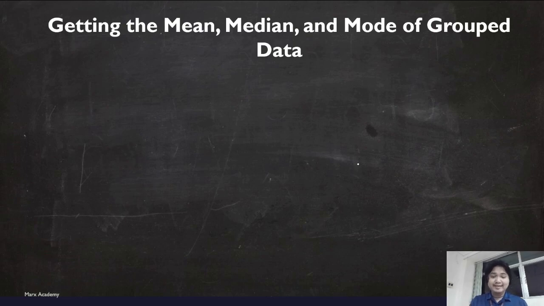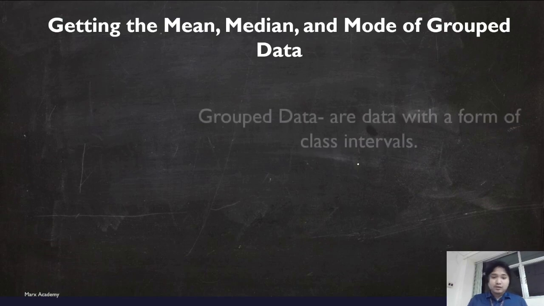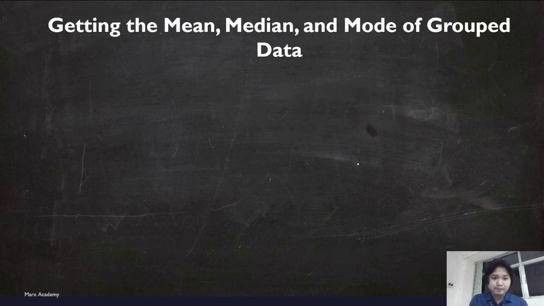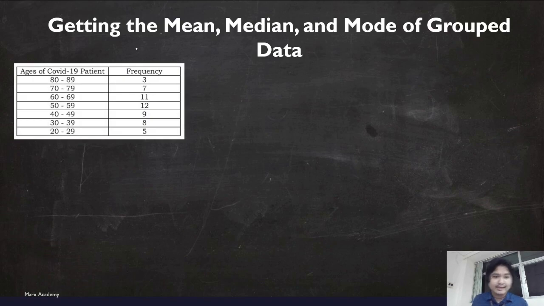Hello, communities, and today we're going to proceed to our next topic in statistics, which is getting the mean, median, and mode of a group data. Group data are data in the form of class intervals or class marks. The best example for this is the data of COVID-19 patients based on their age groups. So this is the example.